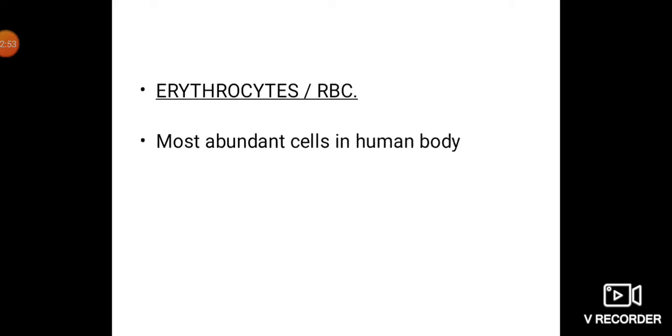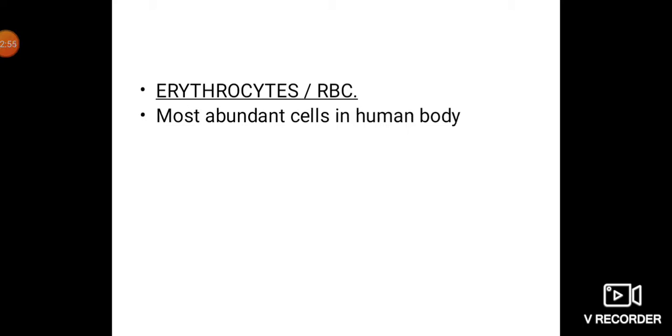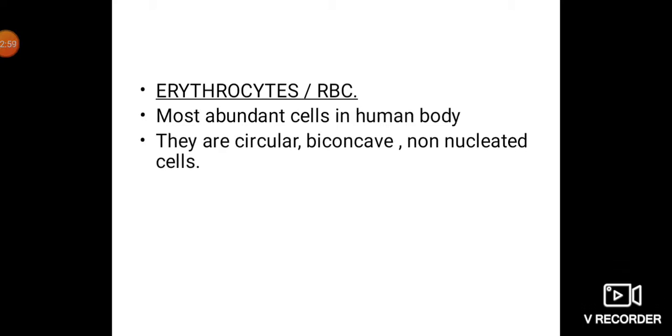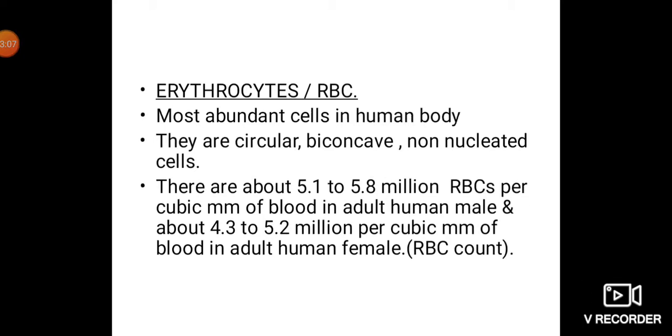Erythrocytes or RBCs are the most abundant cells in the human body. They are circular, biconcave and non-nucleated cells, with no nucleus. There are about 5.1 to 5.8 million RBCs per cubic millimeter of blood in adult human males and about 4.3 to 5.2 million per cubic millimeter of blood in adult human females.